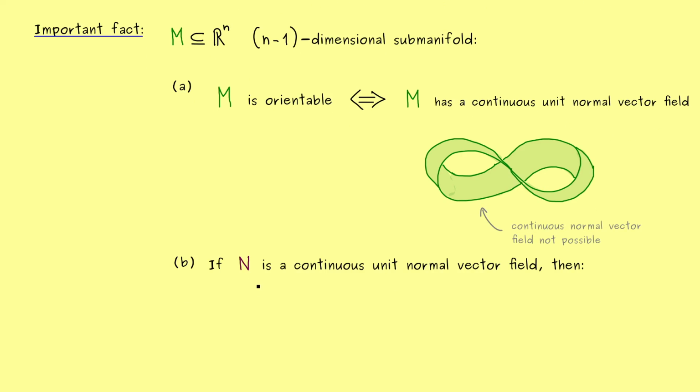So if n is a continuous unit normal vector field on M, we have a very nice formula for the canonical volume form on M. And as usual, we denote it by omega M. And this nice formula reads that n can be combined with the volume form on Rn. And of course, the volume form on Rn is simply the determinant. Now a common symbol for this is this one, which simply means that we put n into the determinant.